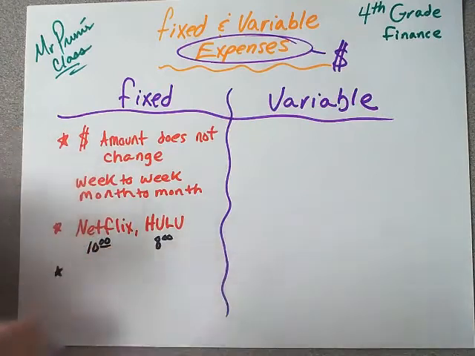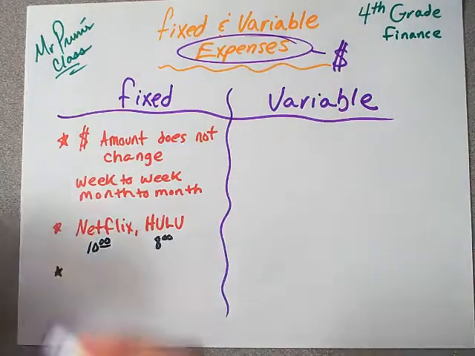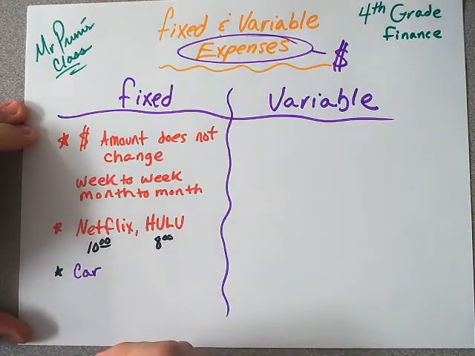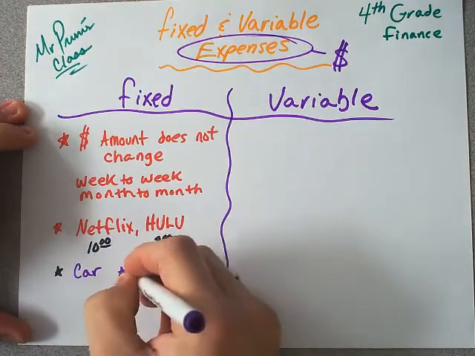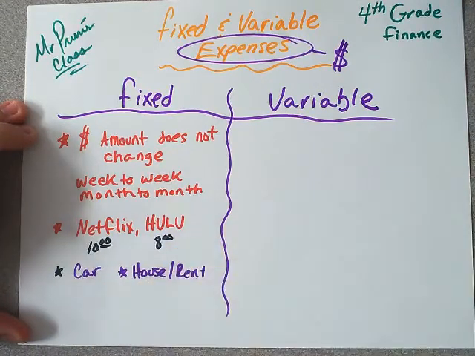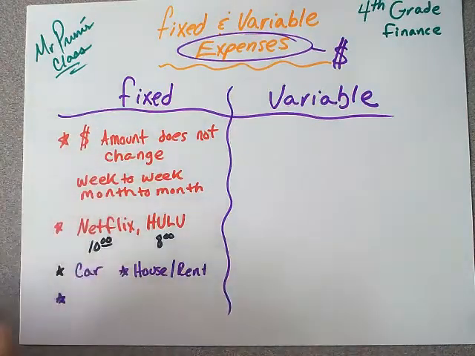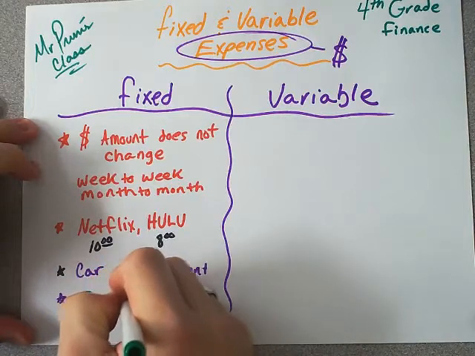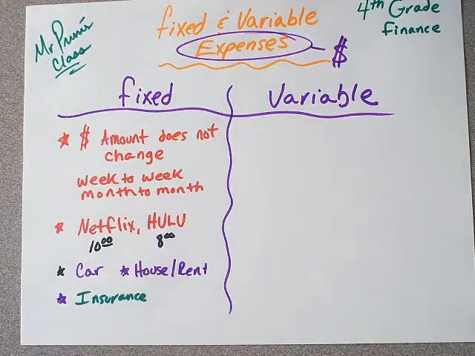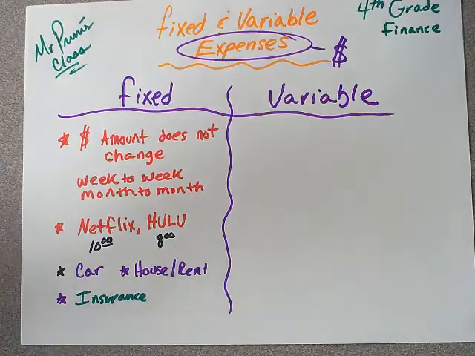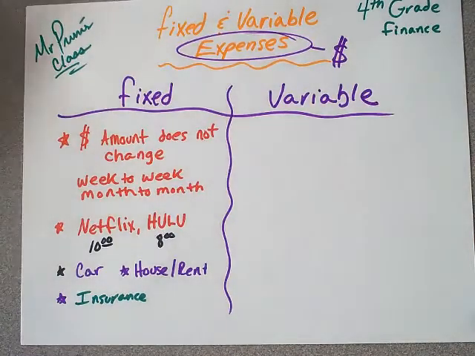Some other fixed expenses, real common ones would be like your money that you pay for your car. Could be your car note, your car loan, house note. Okay, so your house. That could involve rent, paying your mortgage. Insurance is another one that's fixed. When you pay insurance companies, you actually agree to pay a certain amount each month, okay, and that covers you and whatever it is that you're covering.